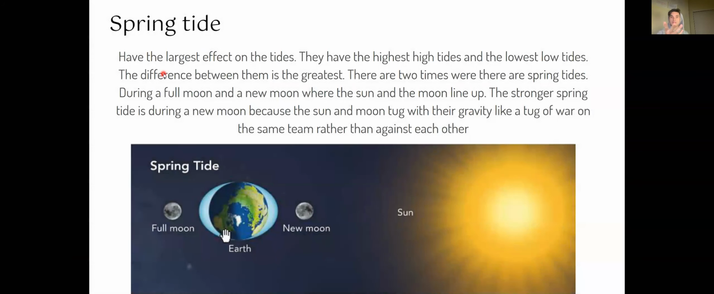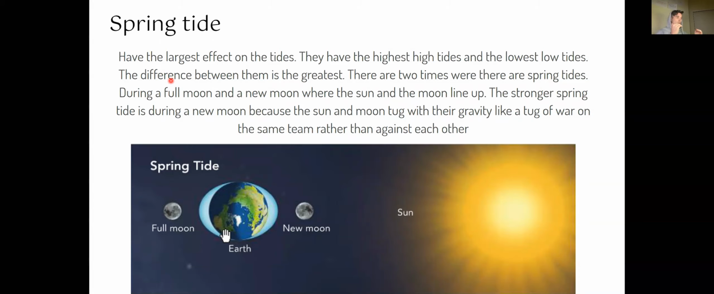All right, the last two things we need to know are the different types of tides. Spring tide is the strong tide. That means it's really high tide and really, really low tide. The differences between the high and the low tide are the greatest. These only happen during a full moon and a new moon, when the sun and the moon are lined up in a straight line.